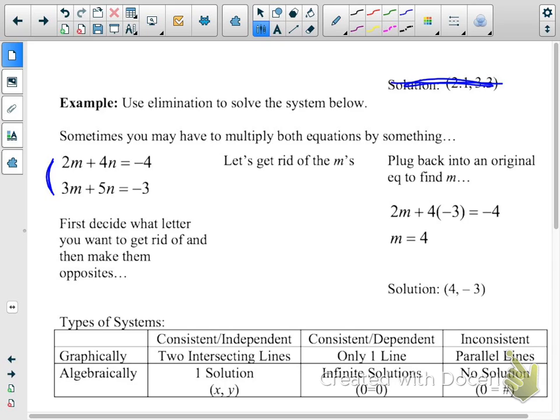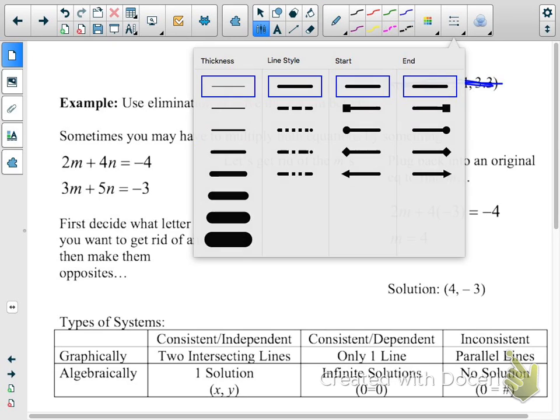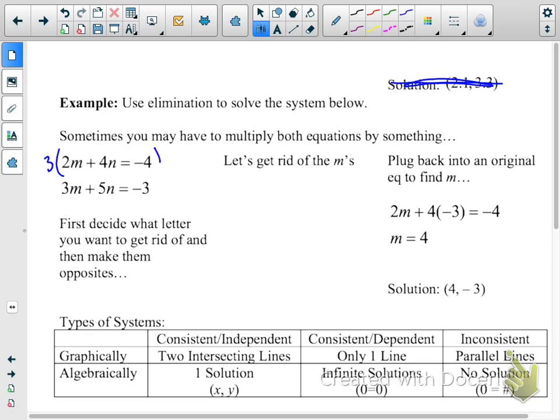So thinking about a 2 and a 3, 6 would be a good number, like for dealing with fractions, trying to get a common denominator. So let's make them both be 6's. To do that, I'm going to take the top equation times 3. Let me actually write that over here. I'm going to take the top equation times 3, which will make that be a 6m.